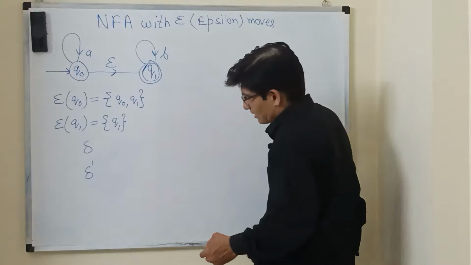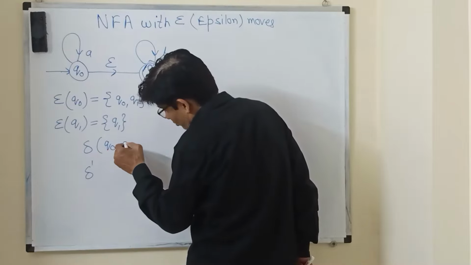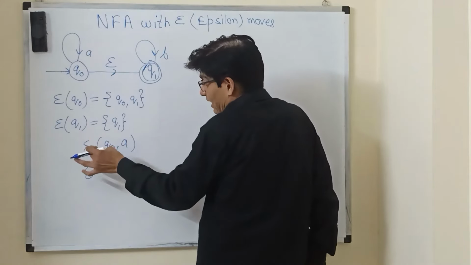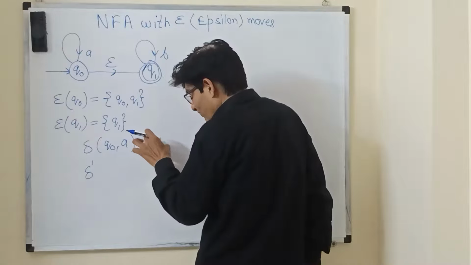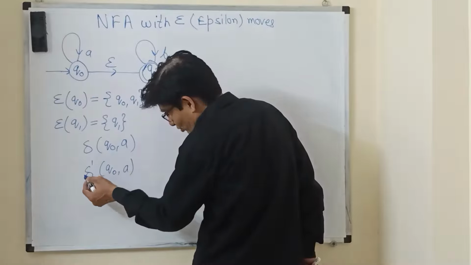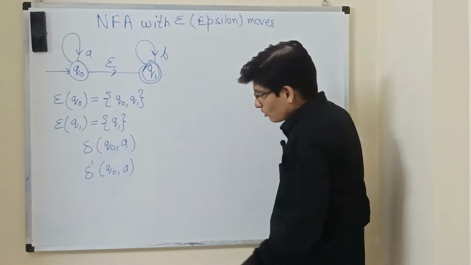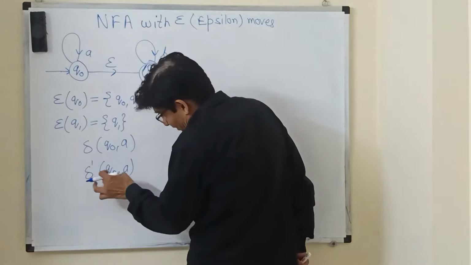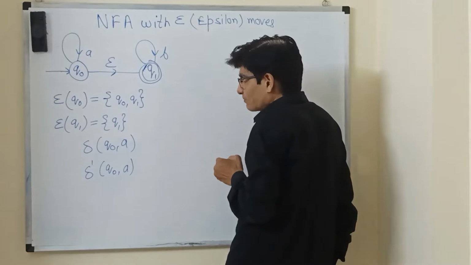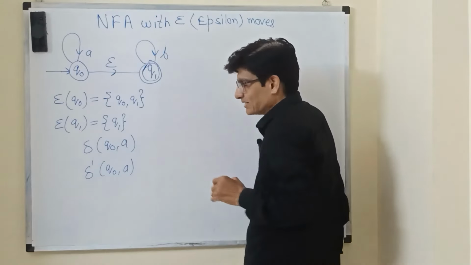So now you can see here, delta Q0 A means we are considering the transition of NFA with epsilon move. This belongs to NFA with epsilon move. And if we are considering delta dash Q0 comma A, that means it belongs to NFA without epsilon move. So now we need to find all transitions for our combinations. In the NFA with epsilon and without epsilon move, the number of states would be the same, and the number of input symbols would be the same.